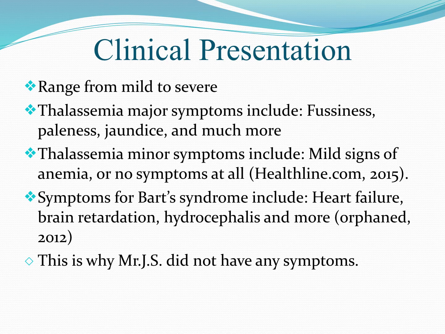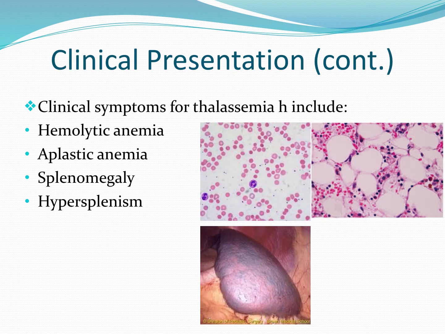And as I stated earlier, people with this type of disorder, some of them don't make it through life. And this is why my patient, Mr. JS, did not have any symptom, because he had a thalassemia beta minor, which sometimes shows symptoms or sometimes it doesn't. So clinical symptoms for thalassemia H include hemolytic anemia, aplastic anemia, splenomegaly, or hypersplenism.